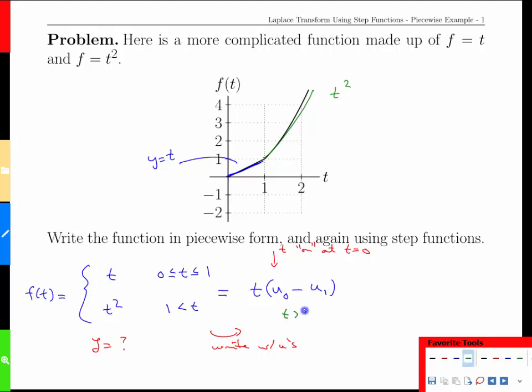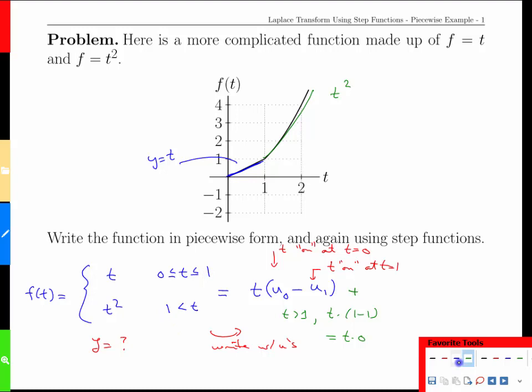Well, when t is larger than 1, this step function is on, and also when t is larger than 1, this t is on. At t equals 1, these are both going to be on, so we're going to get t times 1 minus 1, well that's t times 0. So this construction of one step function minus another is an excellent way to capture this interval notation. I want t, I want to turn on at 0, and then by subtracting another step function I'm going to have it turn off at this later time value.